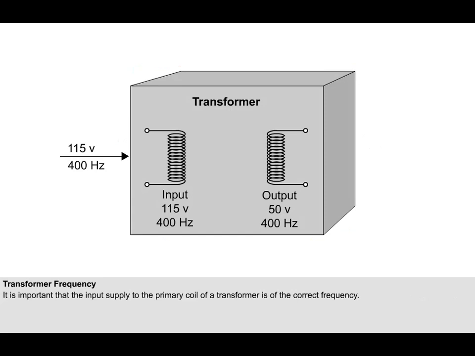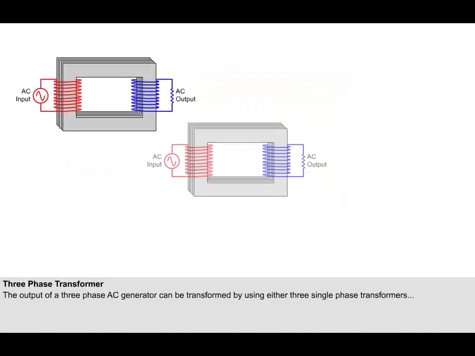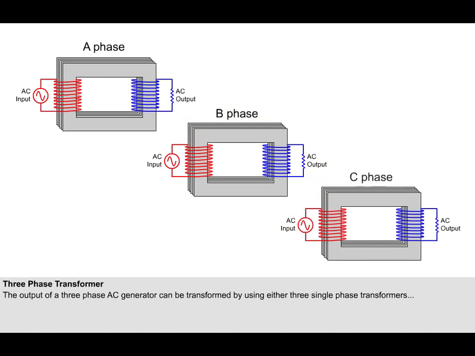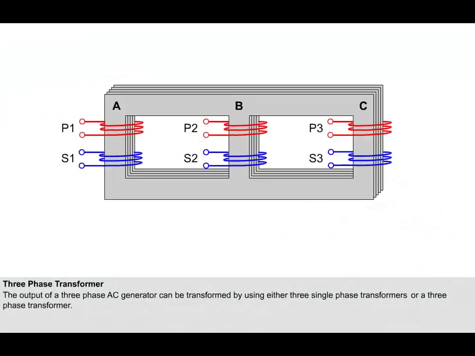It is important that the input supply to the primary coil of a transformer is of the correct frequency. Transformers are inductive devices, and if the input frequency is low, it is possible that the transformer will overheat due to excessive current flow. The output of a three-phase AC generator can be transformed by using either 3 single-phase transformers or a 3-phase transformer, which consists of a laminated core with 3 limbs on which are wound the 3 sets of primary and secondary windings.